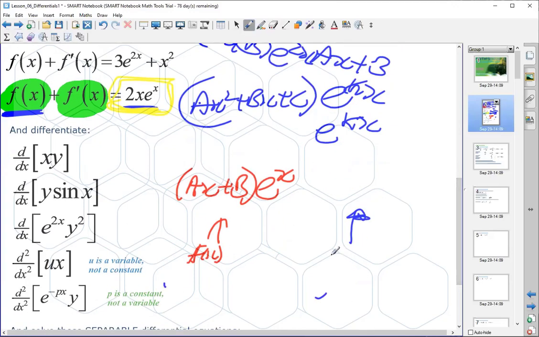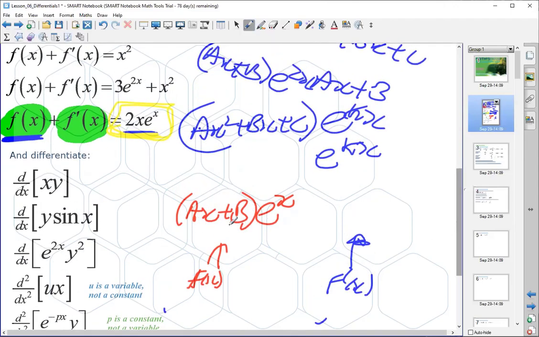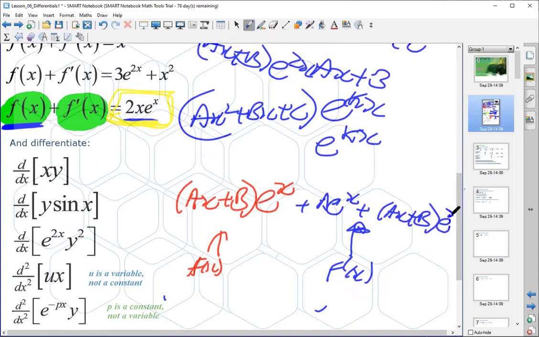Devansh. Differentiate the first one, multiply it by the second one, plus differentiate the second one, multiply it by the first one. So you get a e to the x plus e to the x times ax plus b. Yep, splendid. And we need to simplify this.